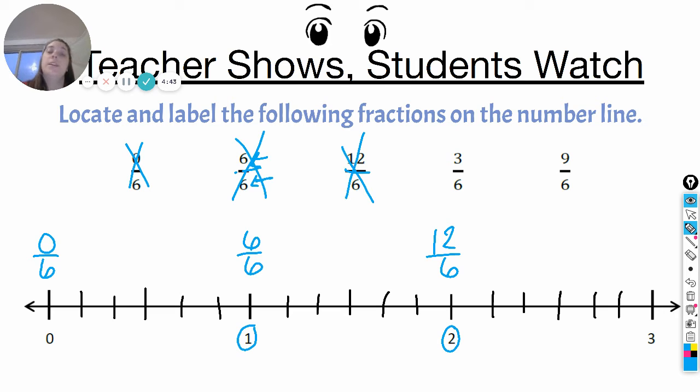Okay, so that one's done. Now we have 3 sixths. So I'm going to go all the way back to 0 and count 1, 2, 3.